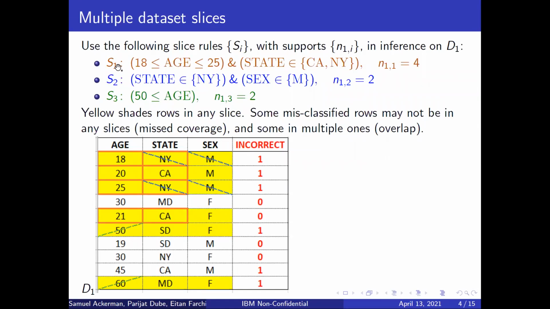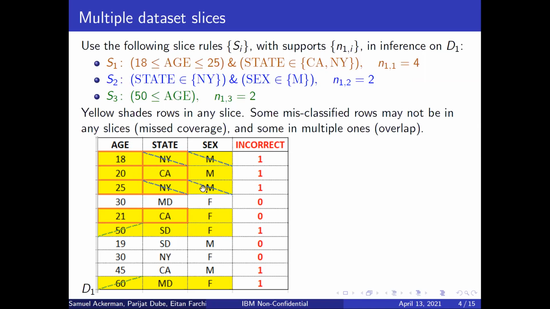Say we have now multiple data set slices. So for example, S2 and S3, these are blue and green. These are shown by the boxes with the dashed blue or green lines through them. Here you'll notice, for example, rows 1 and 3 appear in both the orange and the blue, and row 9 does not appear in any slice.